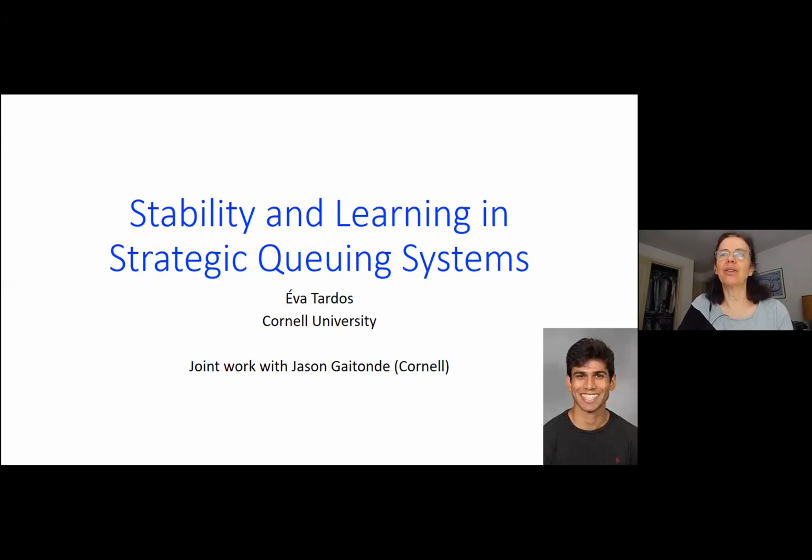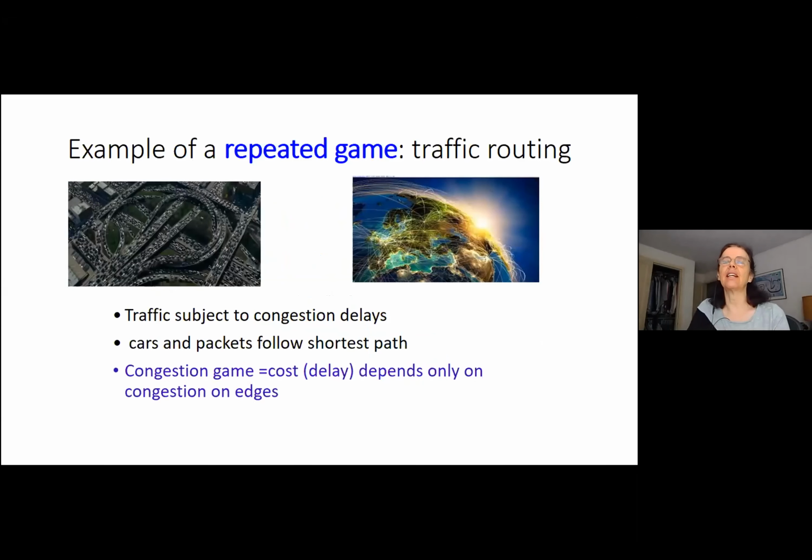With that, I want to talk about a paper on stability and learning in a strategic queuing system. And before I tell you exactly what the model is and what exactly we are doing, let me give you a little bit of background on the bigger question that we were interested in trying to address. So I've been interested in studying repeated games or repeated strategic interactions for quite a while now.